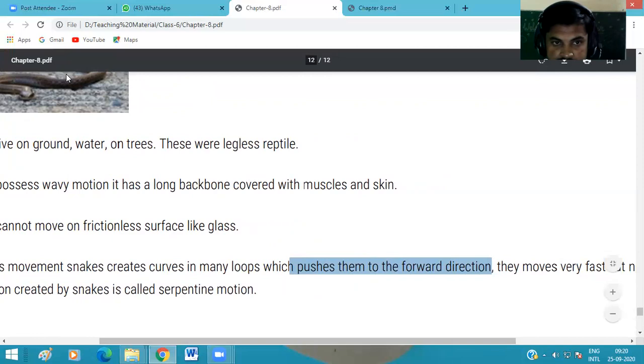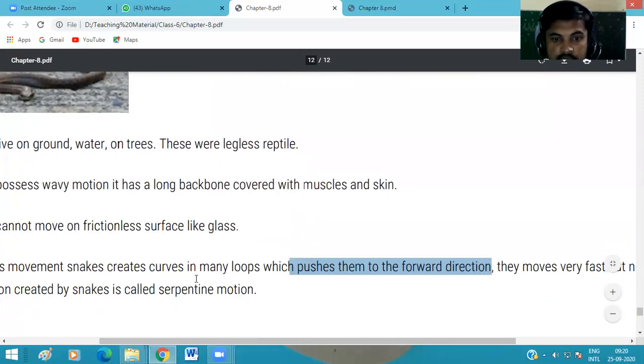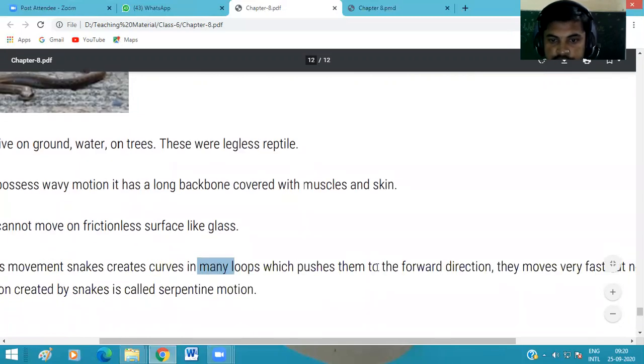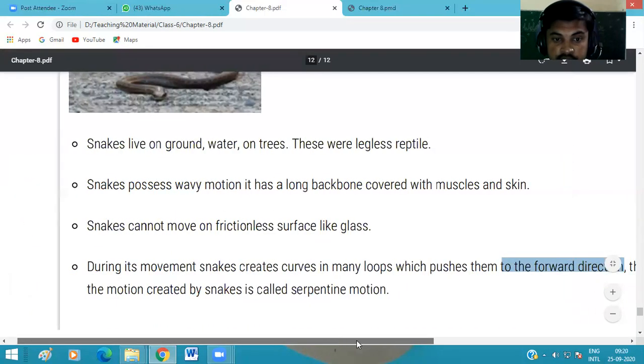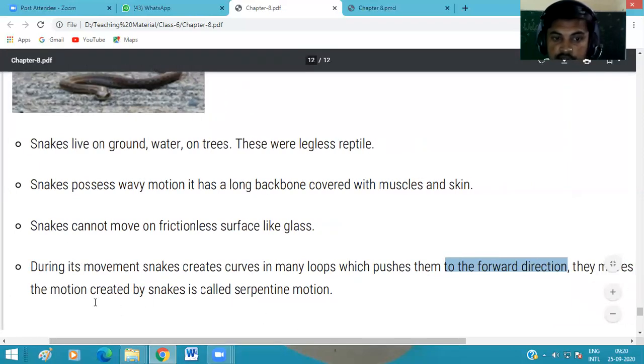It creates curves like this, one on the left side and one on the right side, in many loops. So it creates some loops and pushes them in the forward direction. They move very fast, but not in a straight line. They are always moving in a curved, zigzag way.